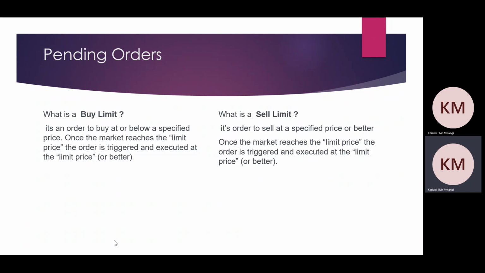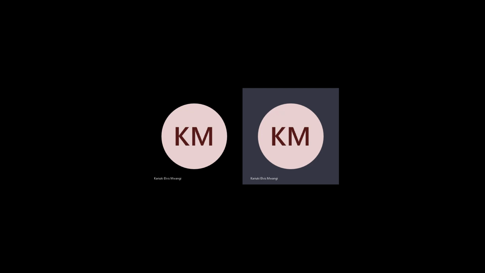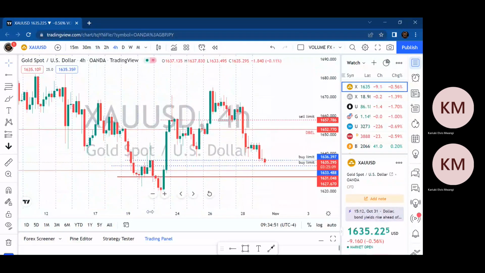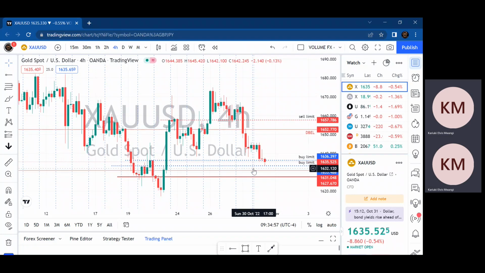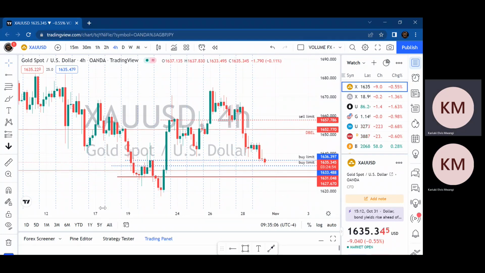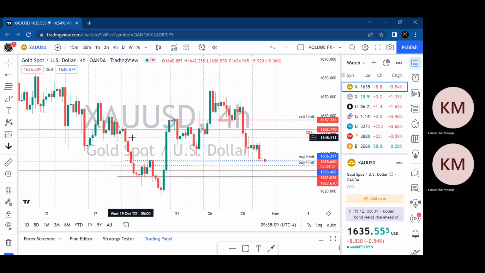What do I mean by this? Let me stop sharing and share the charts. So what I mean by this one is this. I hope you can see my screen, right? Yes, your screen is still in pending orders. Good. This is what I mean by a buy limit.